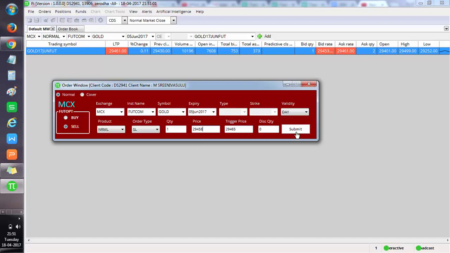What this will do is, once the trigger price of 29,465 is reached, a limit sell order will be sent at 29,458. That's what the order will do, and it will ensure that the order will get triggered only in this particular range. So this is a brief explanation on SL and SLM order types.